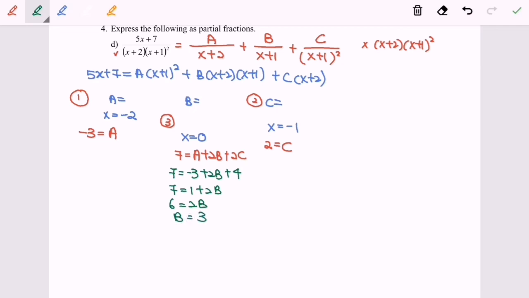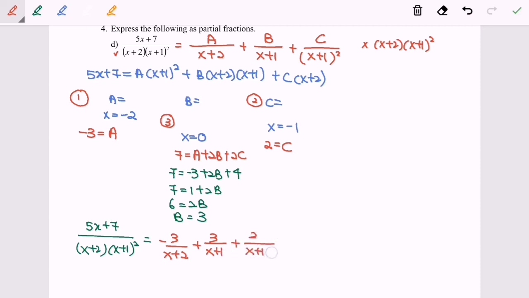Now we are going to substitute the values a, b, c into the partial fractions. So finally, 5x plus 7 over x plus 2 bracket x plus 1 bracket squared is equal to negative 3 over x plus 2, followed by 3 over x plus 1, and lastly 2 over x plus 1 power of 2.